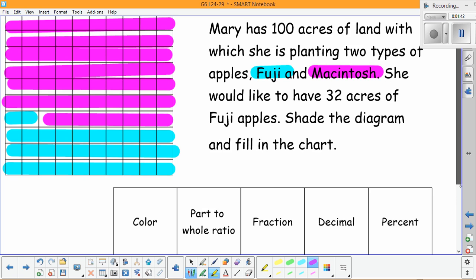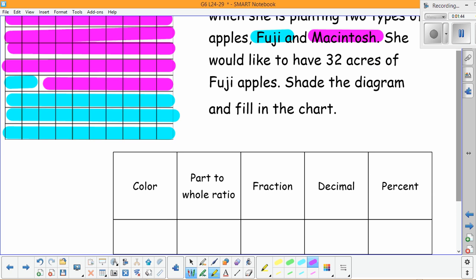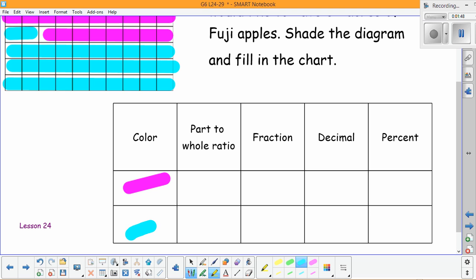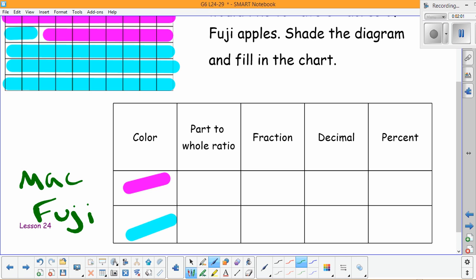And if I come down here, we've got Macintosh and Fuji. I'm going to write that in here. Okay. And if I would like to write a part to whole ratio, what that means is what part of the total 100 acres is Macintosh?